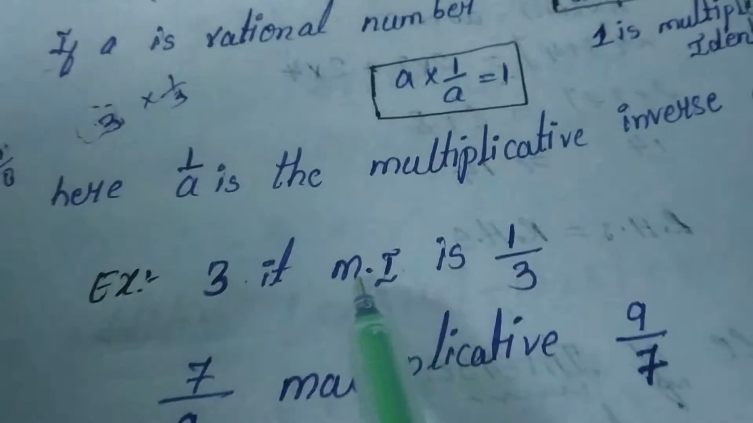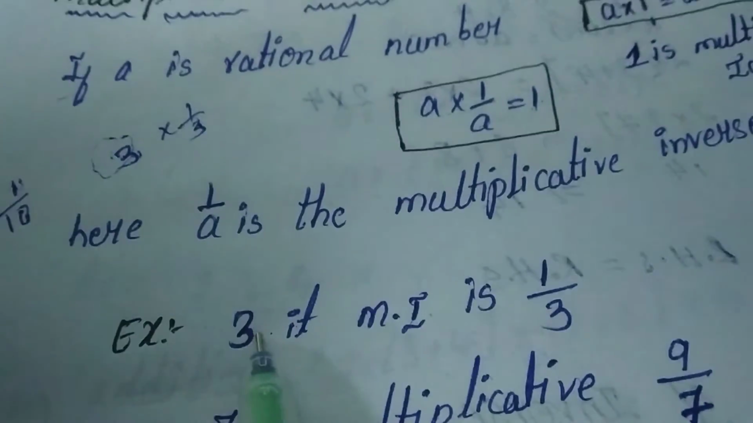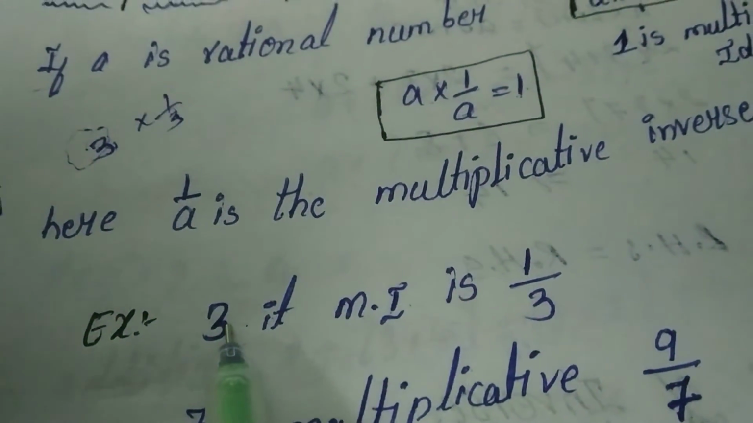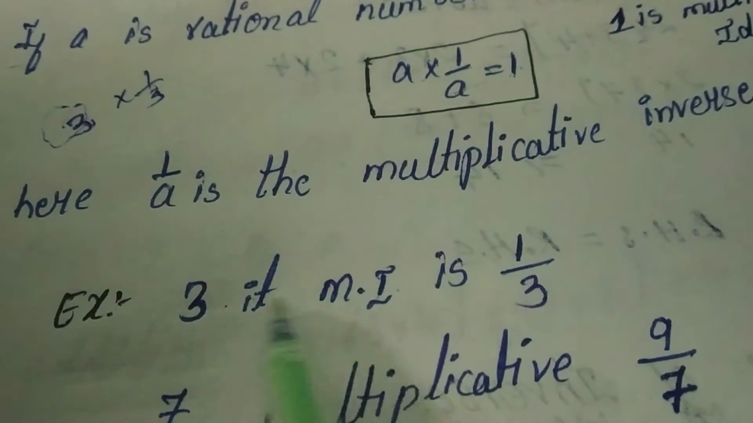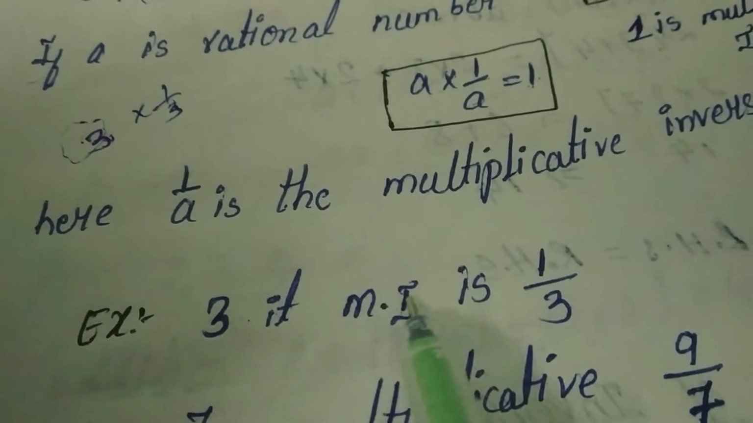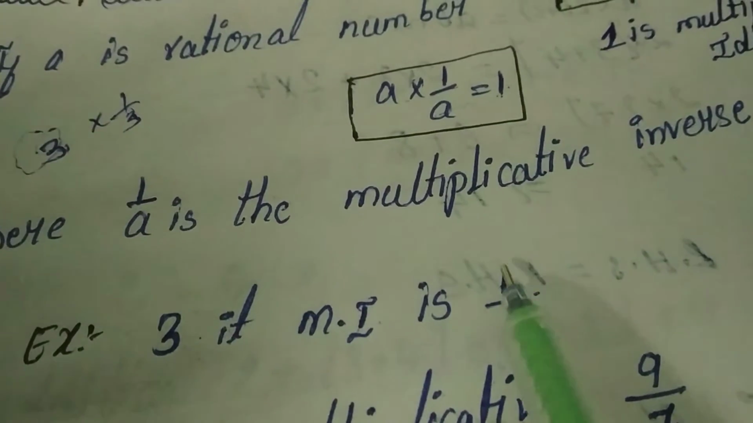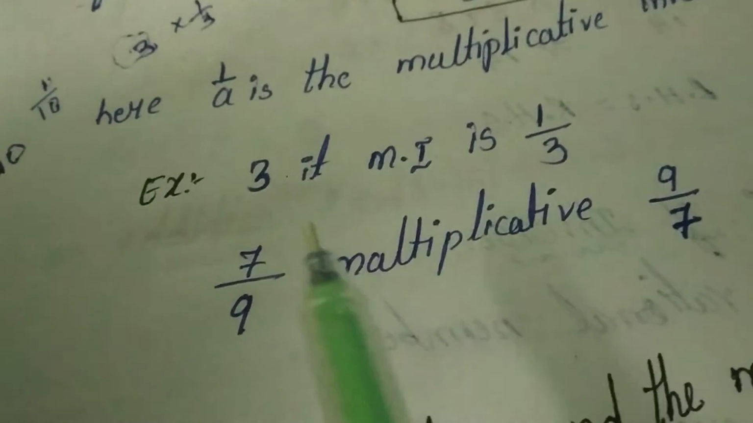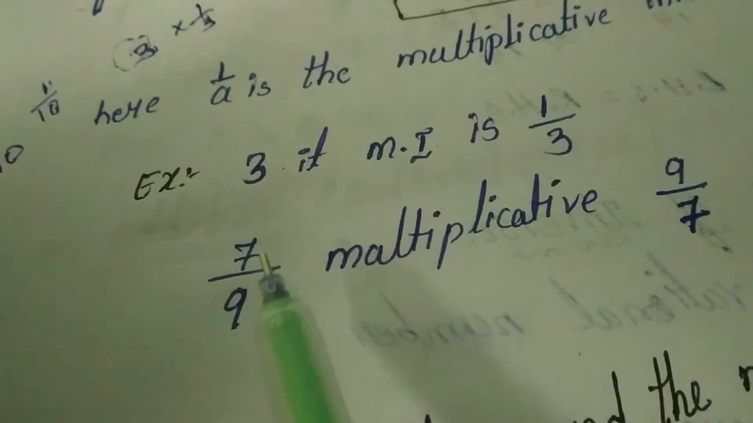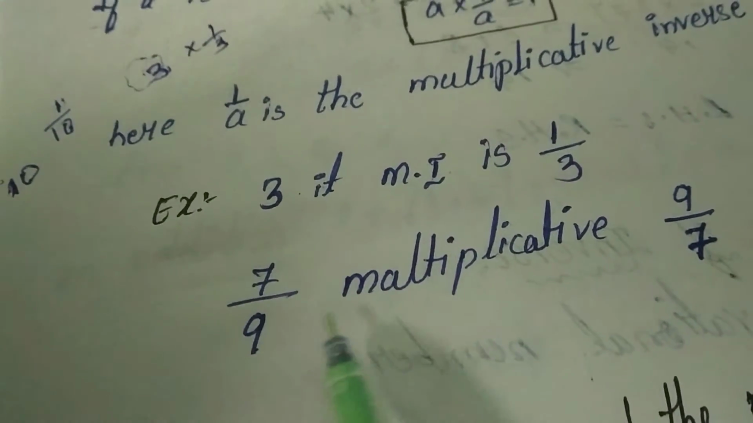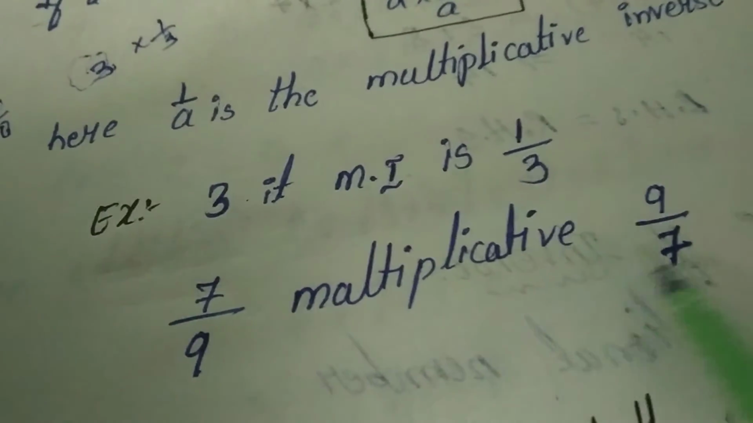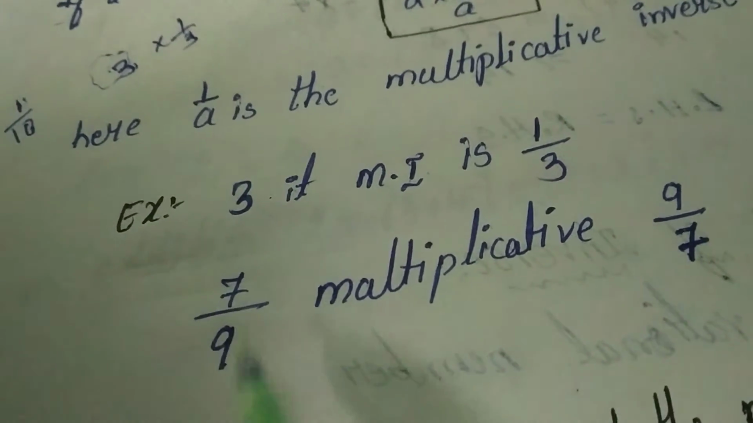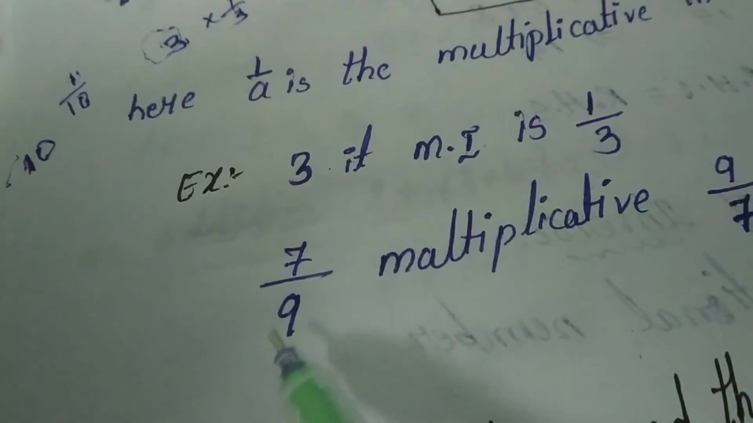Let's see one example. Here 3, what is the multiplicative inverse of 3? 1 by 3. We can say 3 is the multiplicative inverse of 1 by 3, and 1 by 3 is the multiplicative inverse of 3. Here is one more example: 7 by 9 is the multiplicative inverse of 9 by 7. We just have to take the reverse of that number.